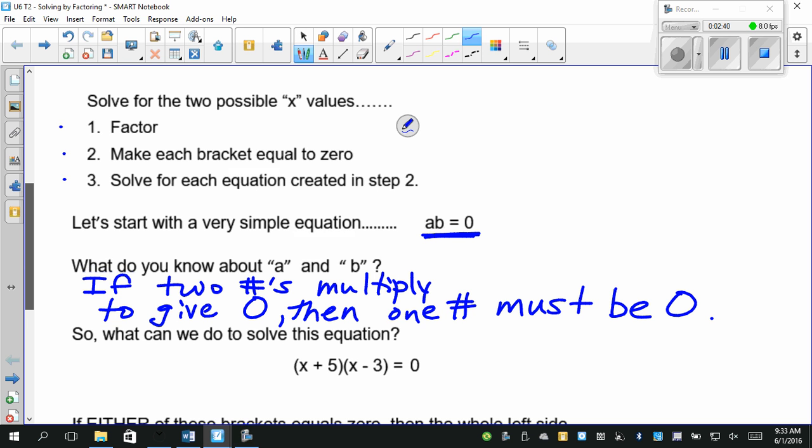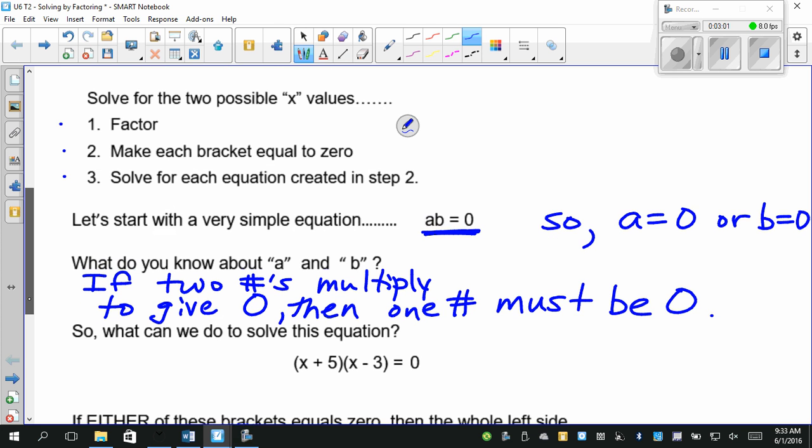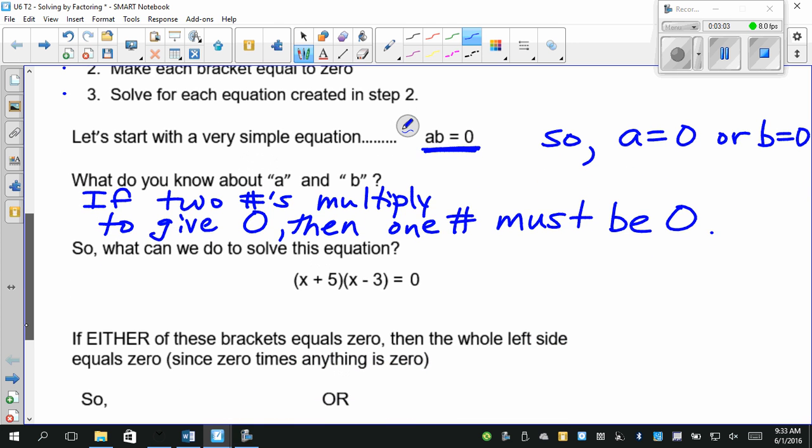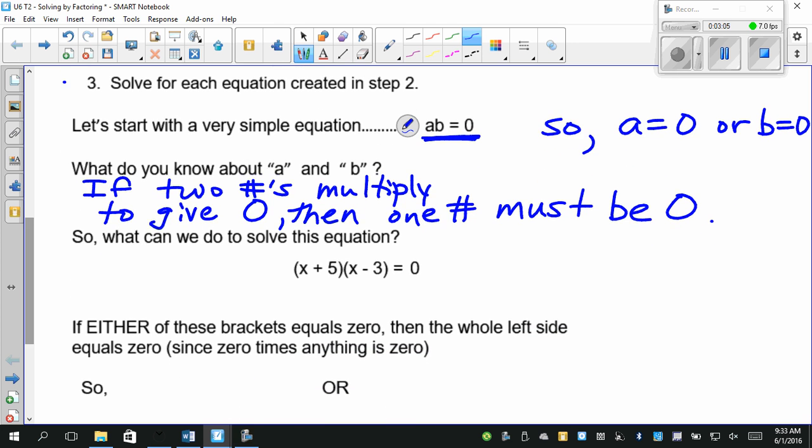If we're multiplying 2 things together and their answer is 0, then one of the values of those 2 numbers has to be 0. So in this case, if a times b equals 0, then we know that a equals 0 or b equals 0. And that concept is basically the concept that we're using in solving these quadratic equations by factoring.